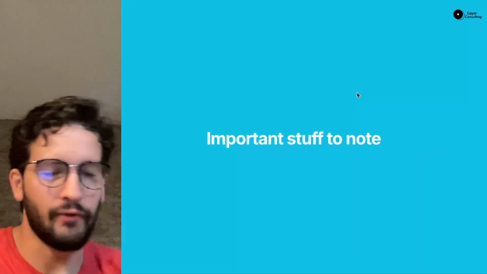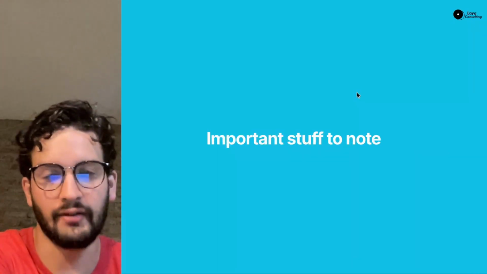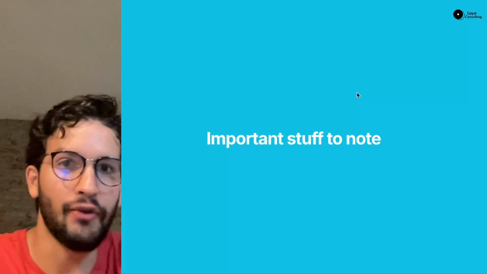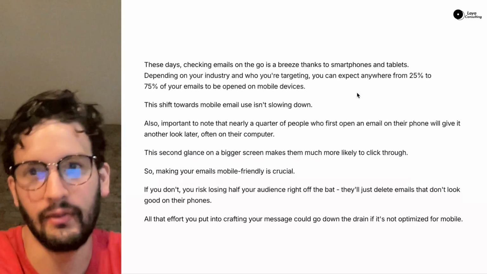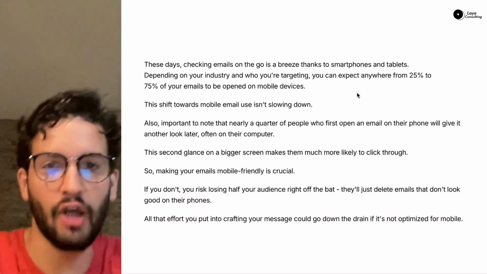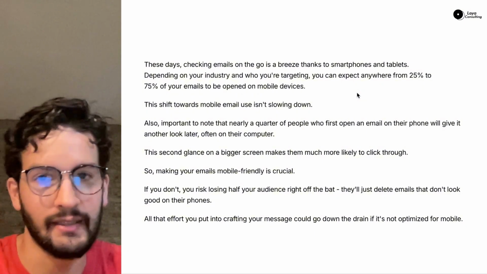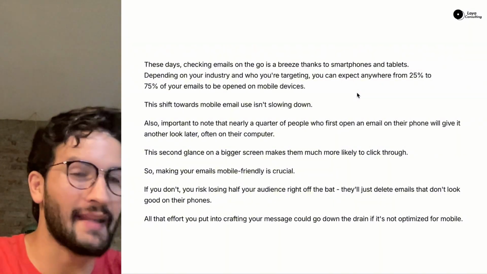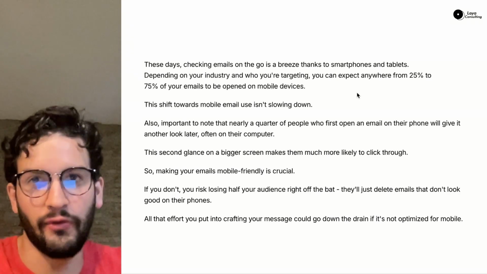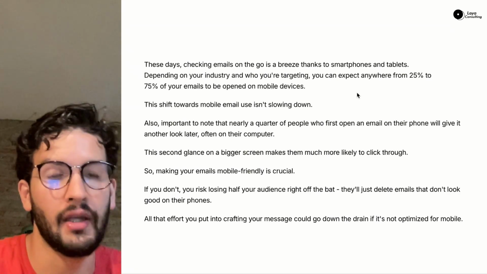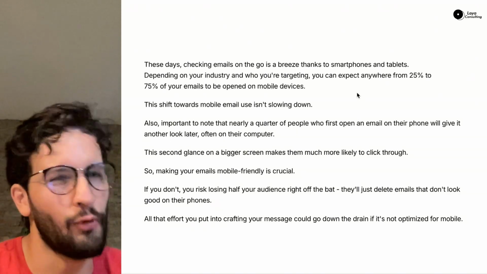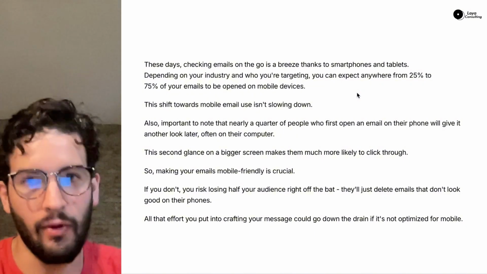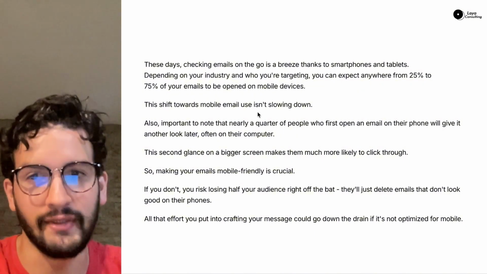Before I dive into the different steps to take in order to make sure the designs are optimized for mobile, let's talk about some extremely important stuff that you might probably know already or not. These days, checking emails on the go is a breeze thanks to smartphones and tablets. Depending on your industry and who you're targeting, you can expect anywhere between 25 to 75% of your emails to be open on mobile devices. I'd say more than that, to be honest with you, more like 50 to 75%. So this shift towards mobile email use is not slowing down.